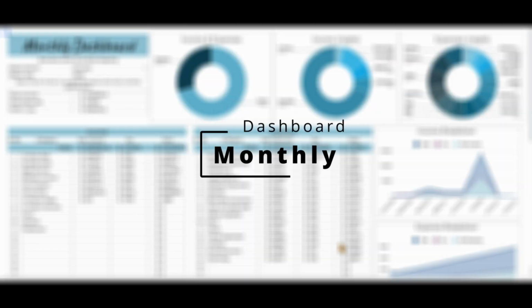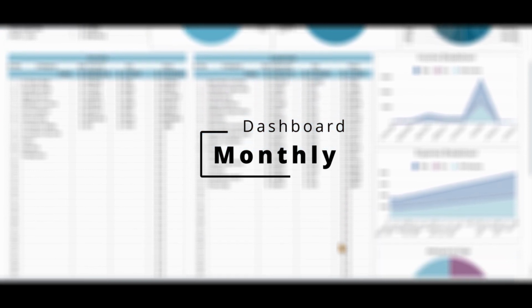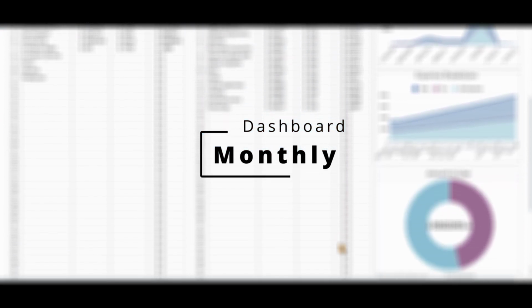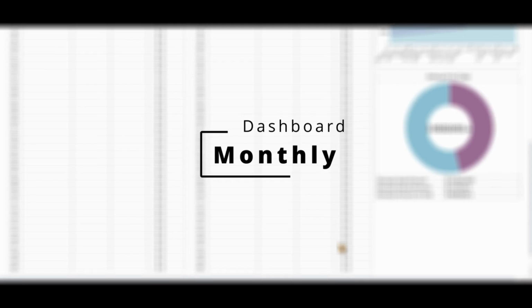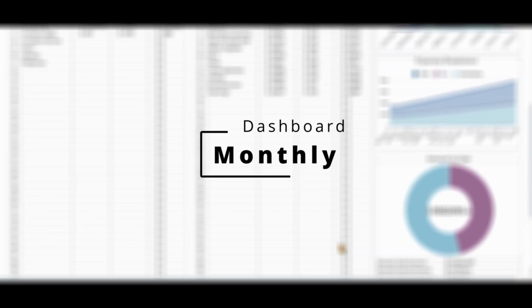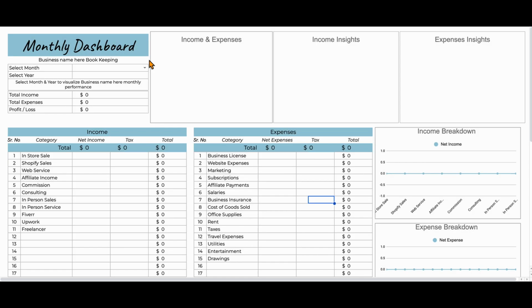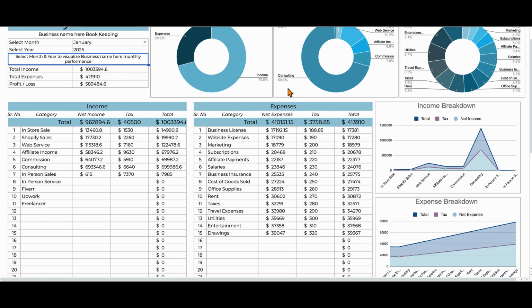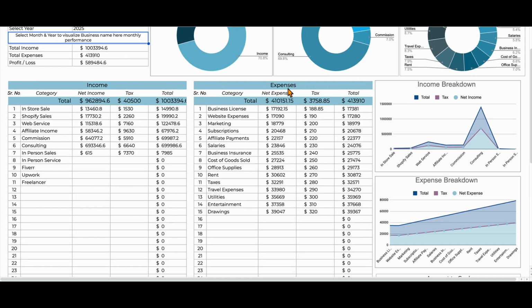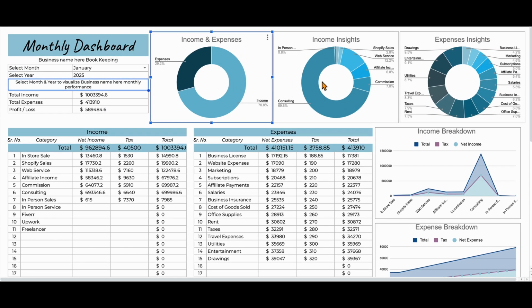Next up is the monthly dashboard, your one-stop view for checking how your business performed in any given month. Think of it as your monthly financial report, but way easier to read. Here's how it works. Simply select the month and year you want to review, and the dashboard automatically pulls all the income and expense entries from your logs. Everything updates instantly: totals, charts, and insights.